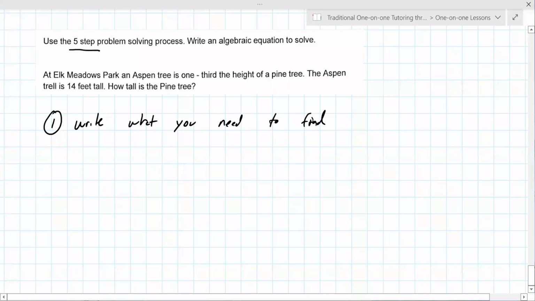So it says, at Elk Meadows Park an aspen tree is 1/3 the height of a pine tree. The aspen tree is 14 feet tall. How tall is the pine tree? Yeah. So they're looking for a nice compact sentence. This is about as compact as I can do. The height of the pine tree.